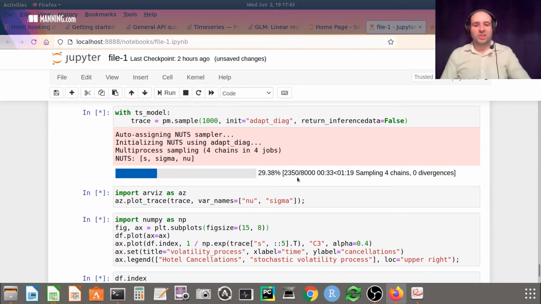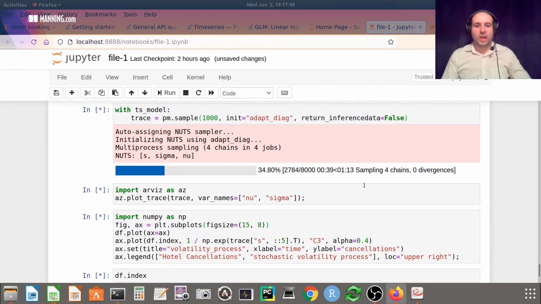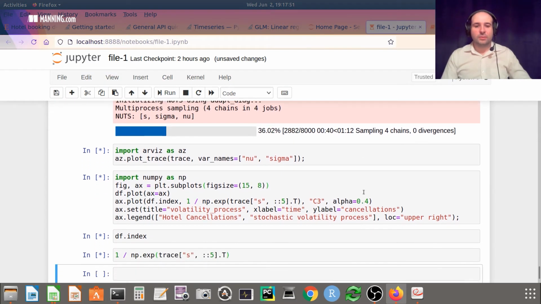But what you'll see, or what we expect to see when we generate the volatility chart, is the fluctuations in weekly hotel cancellations, but then we also expect to see many different paths or different volatility generated scenarios of where hotel cancellations could be.